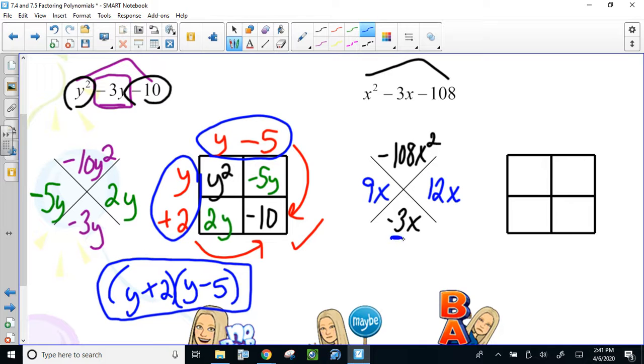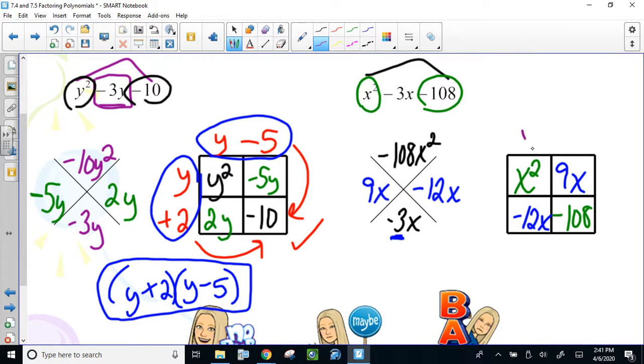And that's where this comes in, the minus 3. Since it's a negative 3, I know the bigger number needs to be negative. And now I can see 9 times negative 12 does make negative 108. 9 plus negative 12, or 9 minus 12, makes negative 3. And so that's how we get our numbers. So sometimes it takes a little extra to come up with the terms that we're looking for. First term goes in the first box, last term goes in the last box, and we factor it from there.